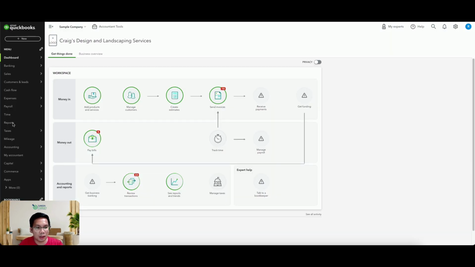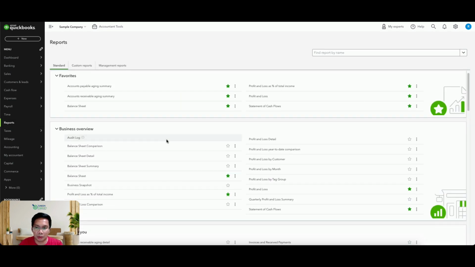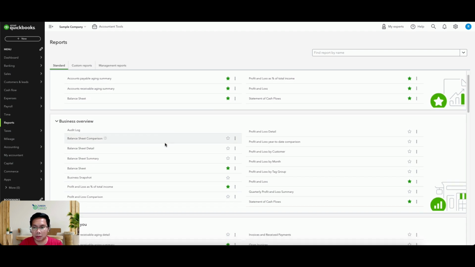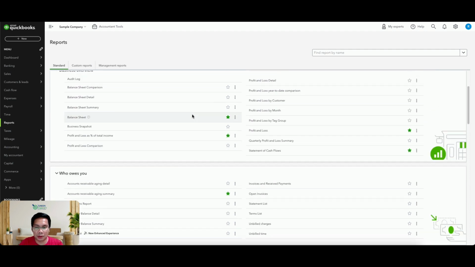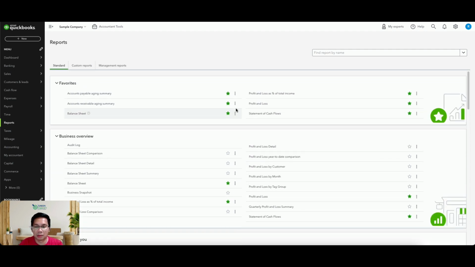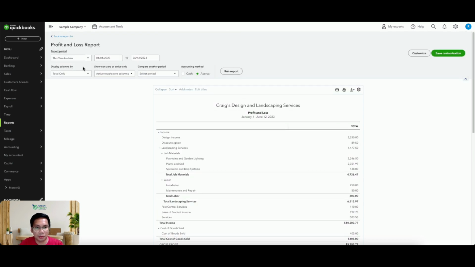Here in the dashboard, just click reports. You will be presented a lot of reports here. Depending on the subscription that you have on QuickBooks Online, you may have more or less. So the most common reports that we use are profit and loss, balance sheet, statement of cash flow, profit and loss percent of income, accounts payable aging summary, and accounts receivable aging summary. Now let's open one. Profit and loss is the most common report that business owners use.